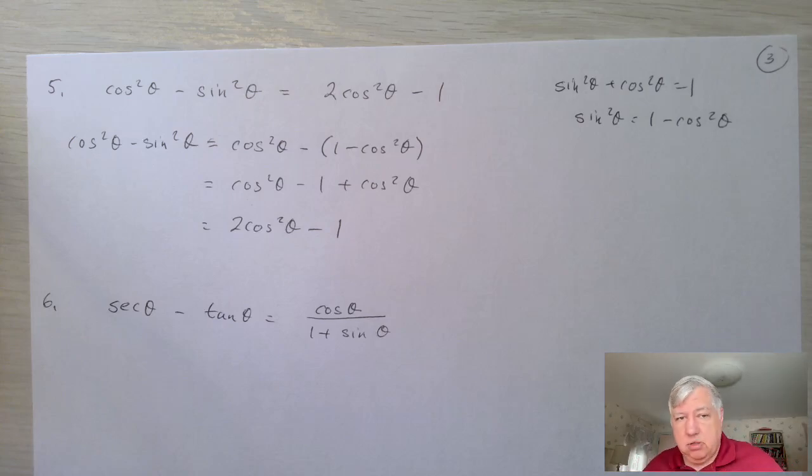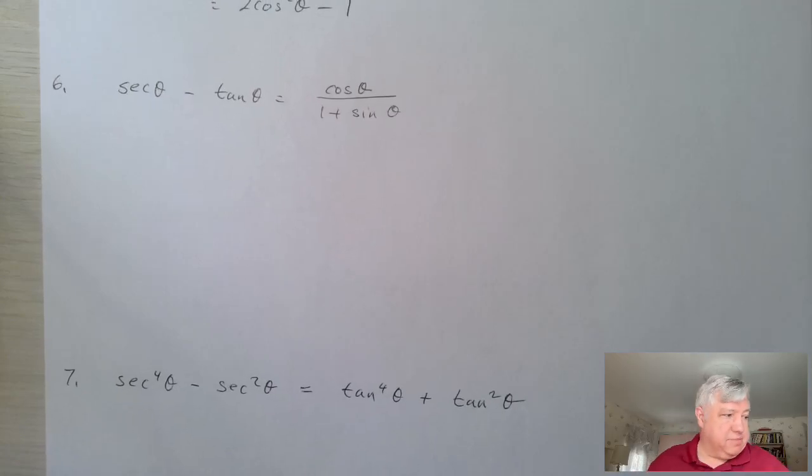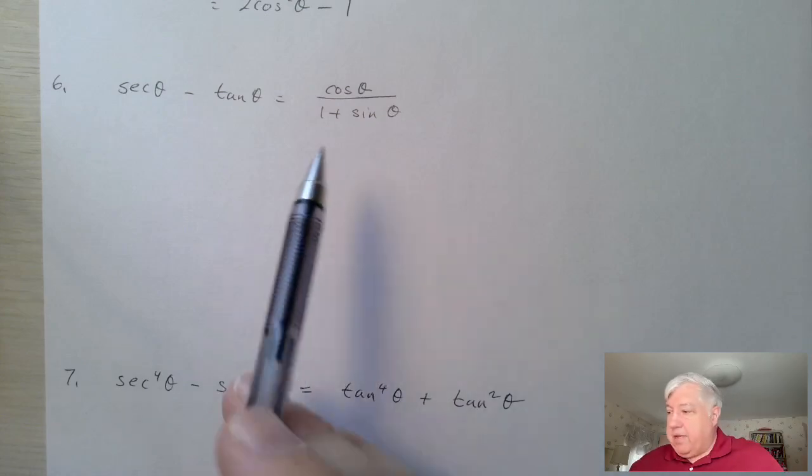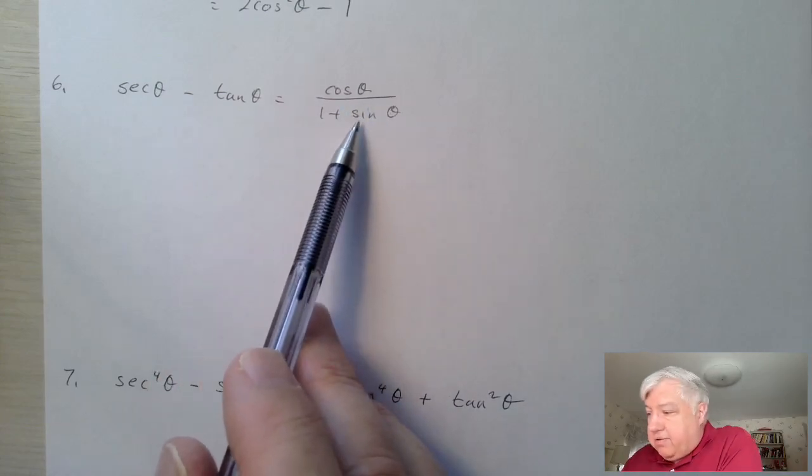Okay, let's look at this next one, number 6. We are trying to show that secant theta minus tangent theta is equal to cosine theta divided by 1 plus sine theta. There are a couple ways we could do this. But because the right-hand side looks like the most complicated thing, let's start there.